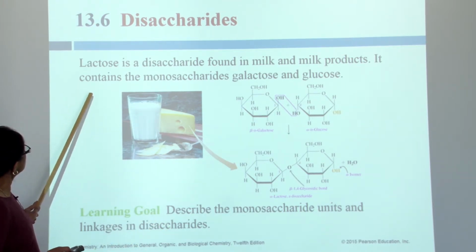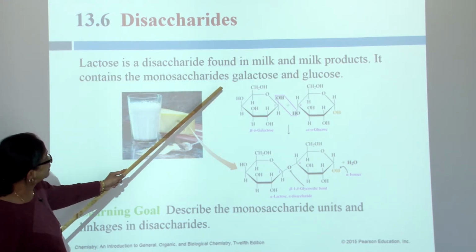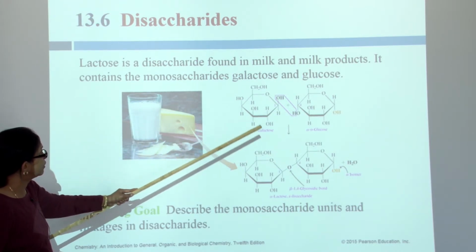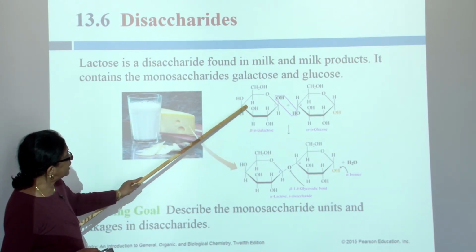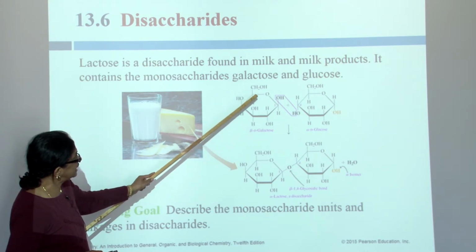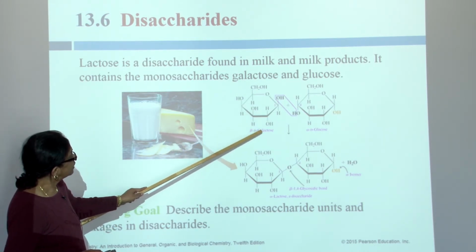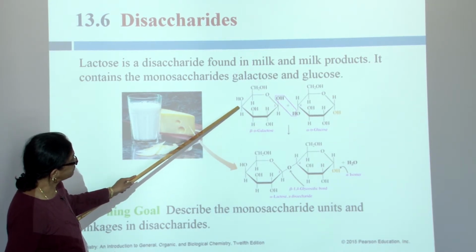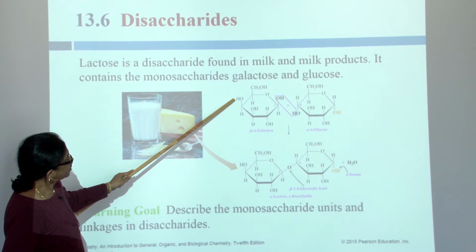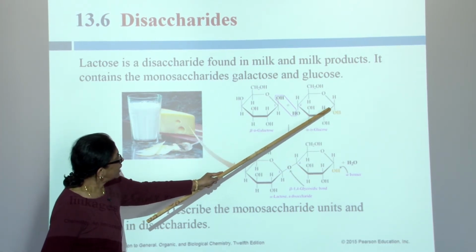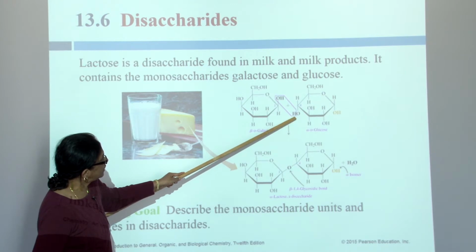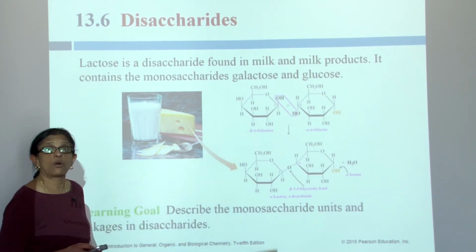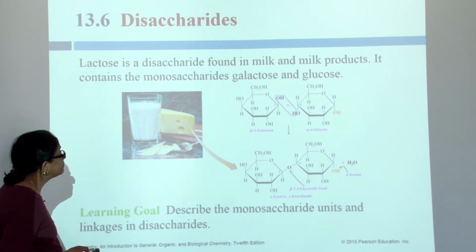Lactose is a disaccharide found in milk and milk products. It contains the monosaccharides galactose and glucose. This is a molecule of D-galactose. Galactose, carbon 1, 2, 3, 4, OH. Glucose, 1, 2, 3, 4, OH. This is how you identify glucose and galactose. This is where they differ, and they are similar in every other way.